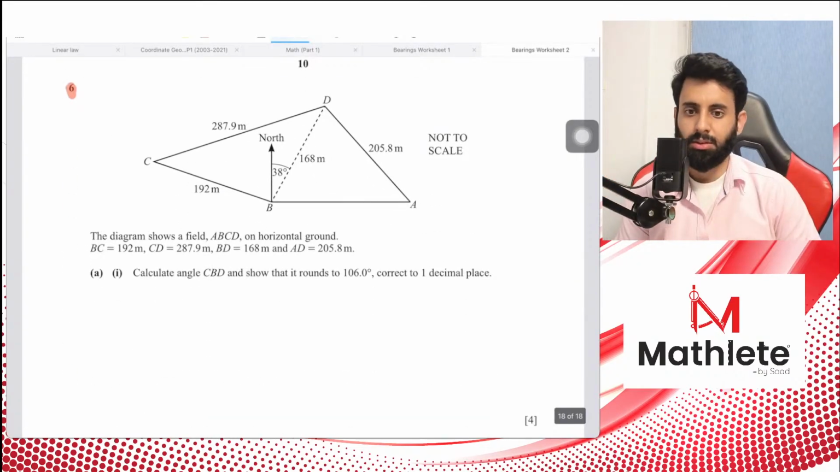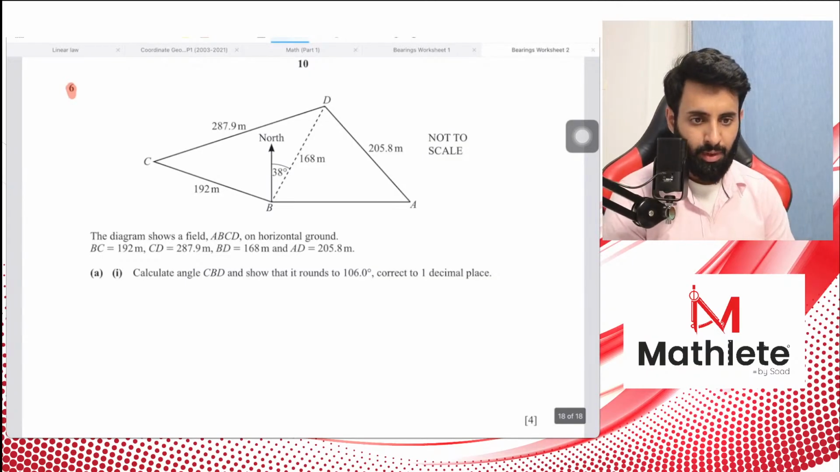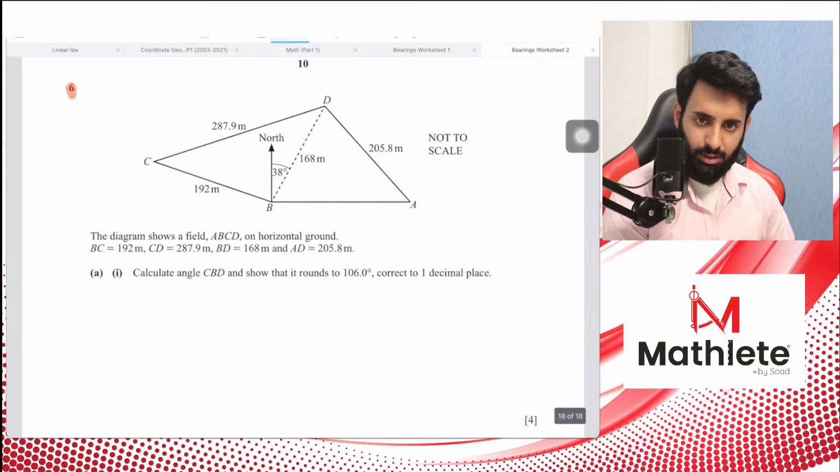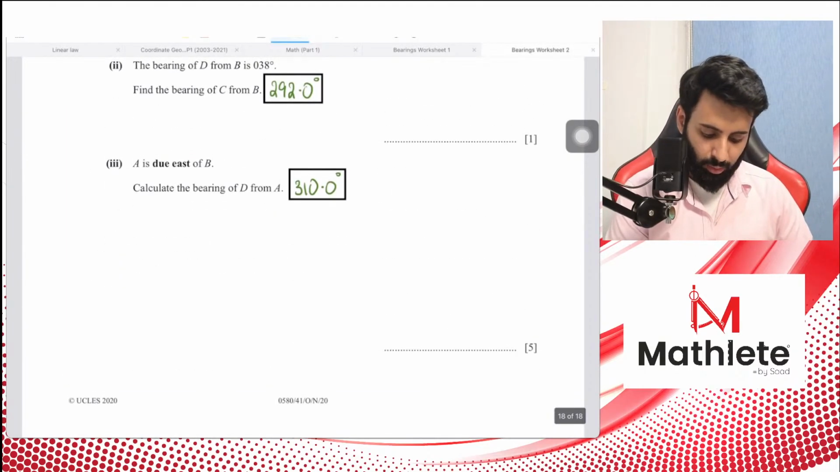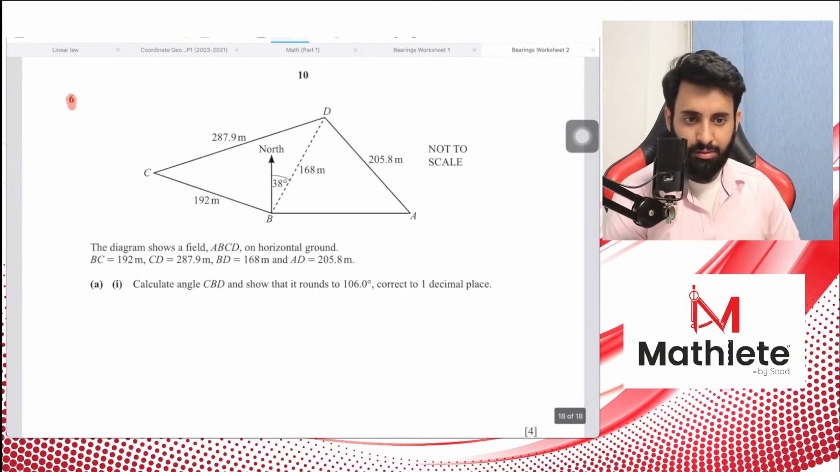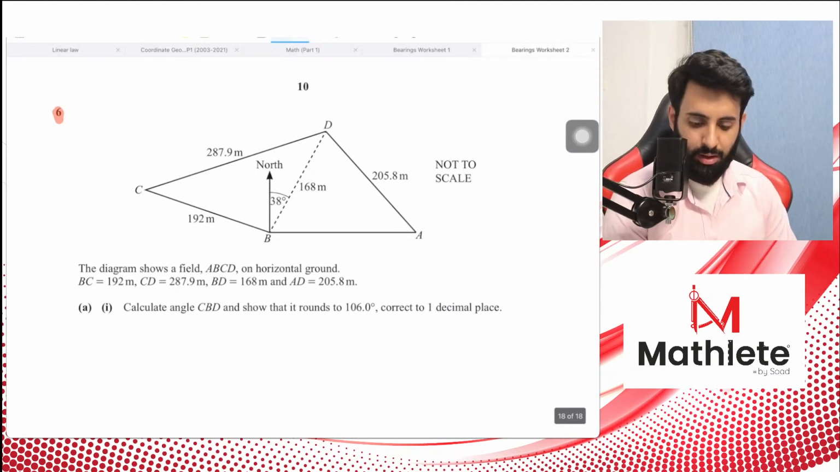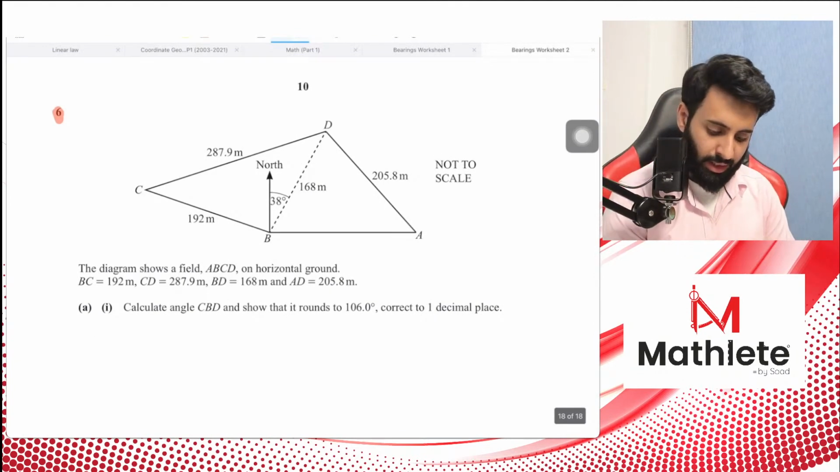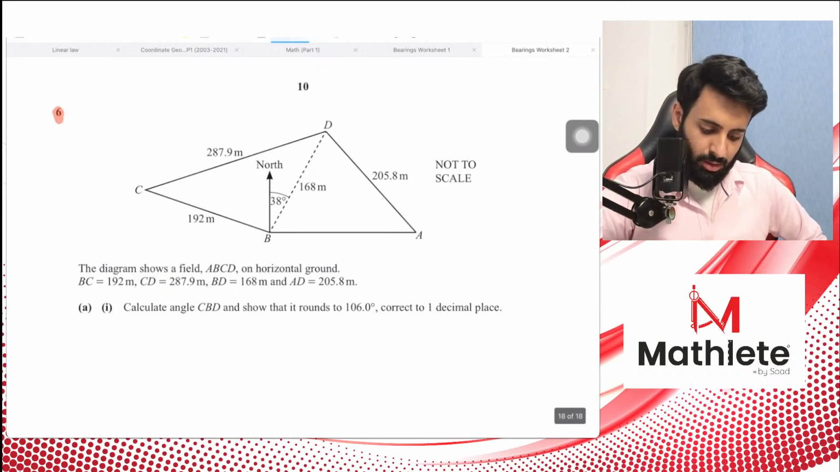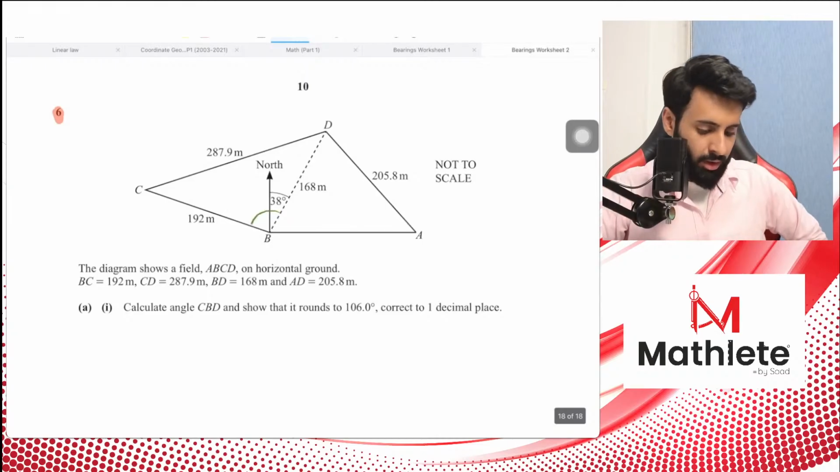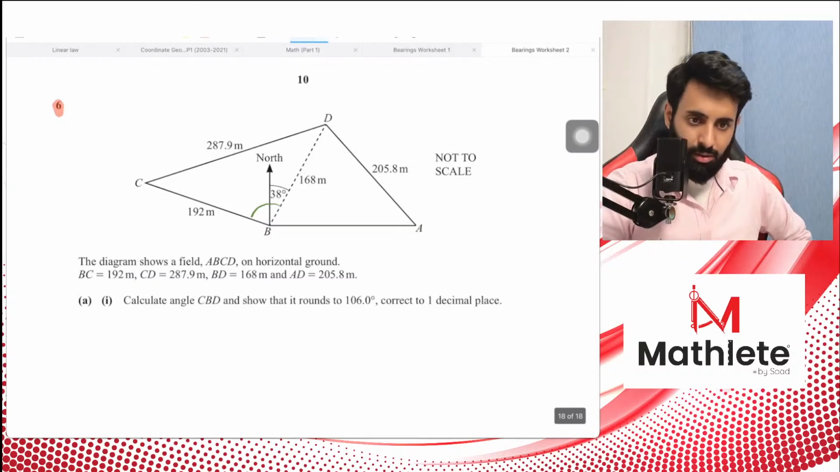Now let's do a few difficult questions. What do you guys say? Let's try and solve a slightly more complex question. Here's a question. Let's see where this is from. This is from IGCSE October-November 2020, paper 4, variant 1. As you can see, I've highlighted it red, which means it's a difficult question. Let's see what this says. It says calculate angle CBD and show that it rounds to 106.0. So CBD is this angle. Show that it rounds to 106.0, correct to one decimal place. So here's what we're going to do.